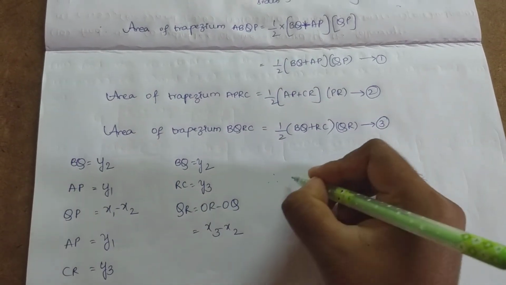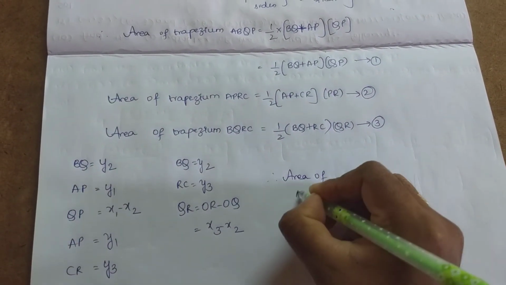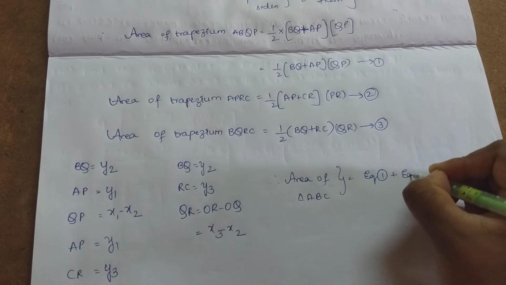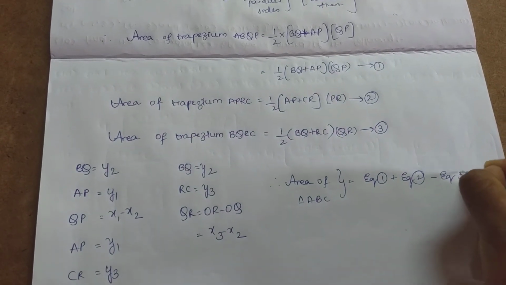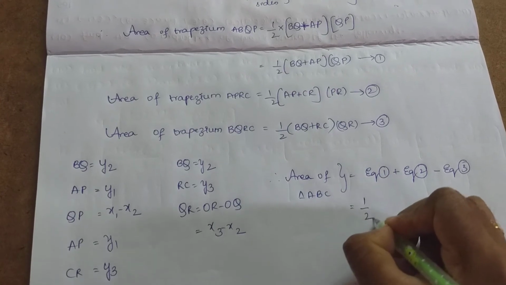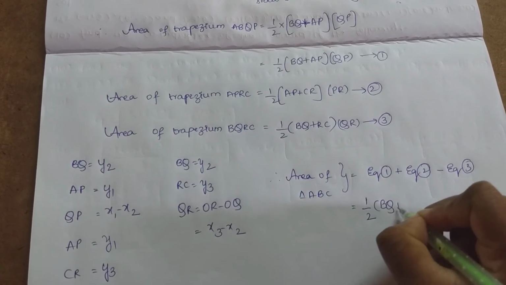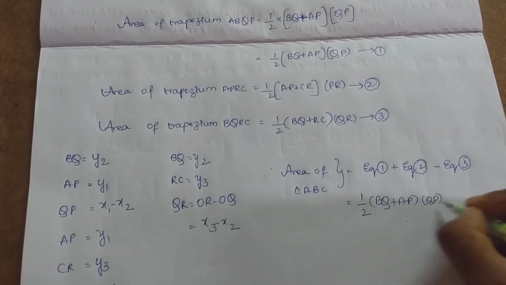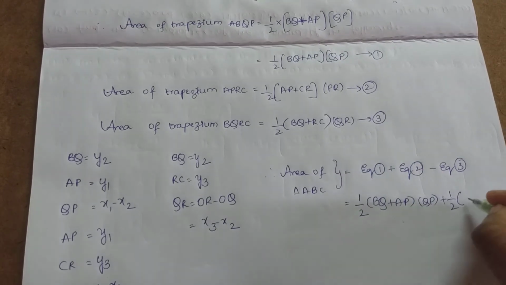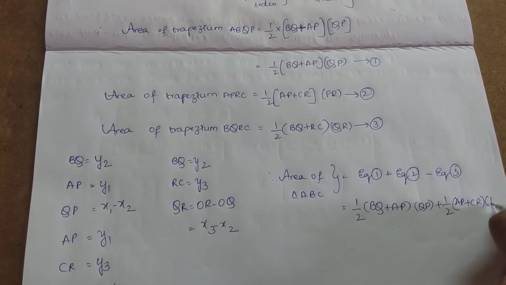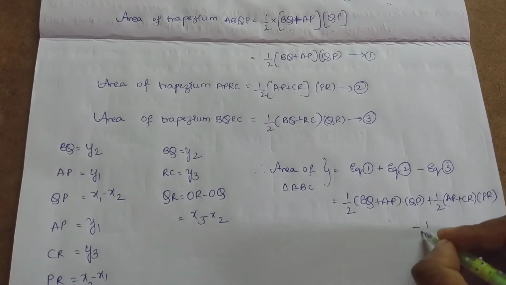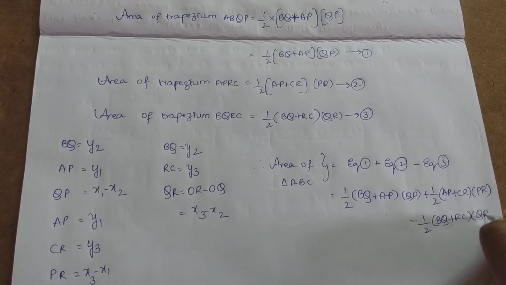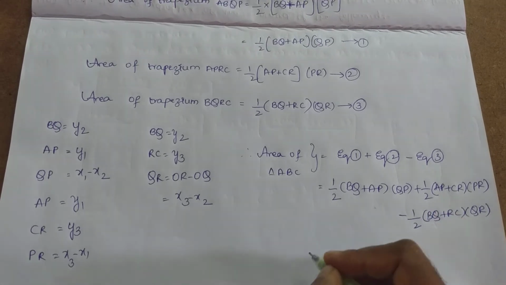Correct? Therefore, area of triangle ABC equals equation 1 plus equation 2 minus equation 3. Let's write the same thing here. 1 by 2 into (BQ plus AP) into QP, plus 1 by 2 into (AP plus CR) into PR, minus 1 by 2 into (BQ plus RC) into QR. Correct?